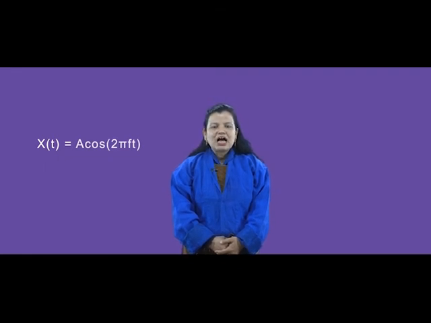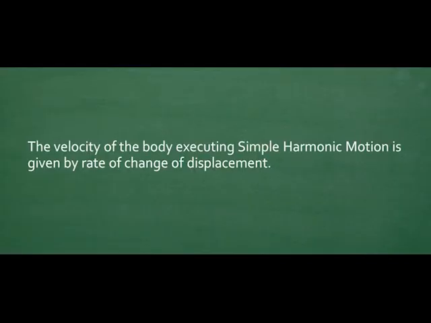Now let's see how we can derive the velocity equation, that is, the maximum velocity equation. Let's follow this step in order to do so. The velocity of a body executing simple harmonic motion is given by the rate of change of displacement. Now, to make it short, how can we find the rate of change of displacement? We can find it by simply finding the derivative of displacement.